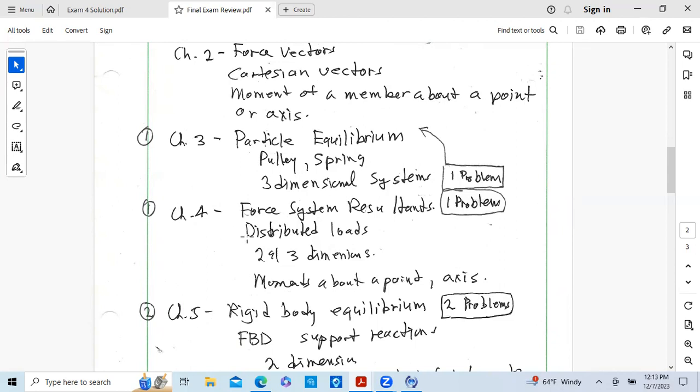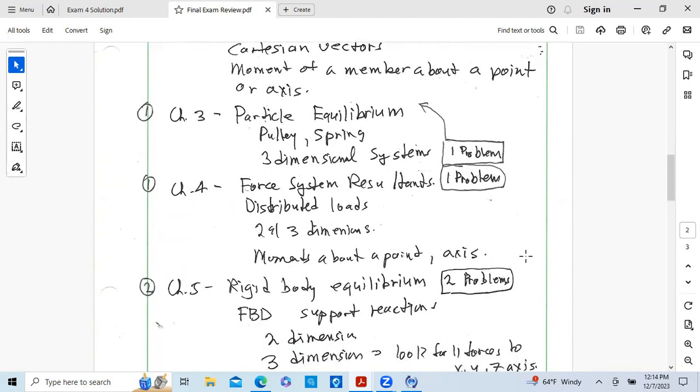We looked at distributed loads, which were introduced in this chapter. We did 2 and 3 dimensions. Key takeaway on the 3-dimensional problems, we learned how to do the moments about a point and moments about an axis system, any axis system. They might review some of these problems. Also, I'll show you which problems to look at or suggest problems for review. So there'll be one problem out of chapter 4.